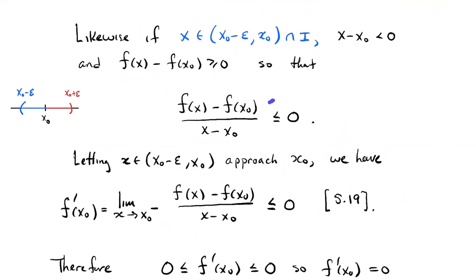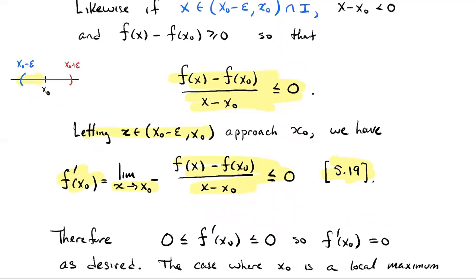But if you take a number that's greater than or equal to 0 and you divide it by something that's less than 0, the ratio will be less than or equal to 0. Okay, so same kind of idea. If I let x approach x naught only from values that are less than it, that's a so-called left-hand limit. And that same limit law says that if all of those function outputs are less than or equal to zero, so is the limit.